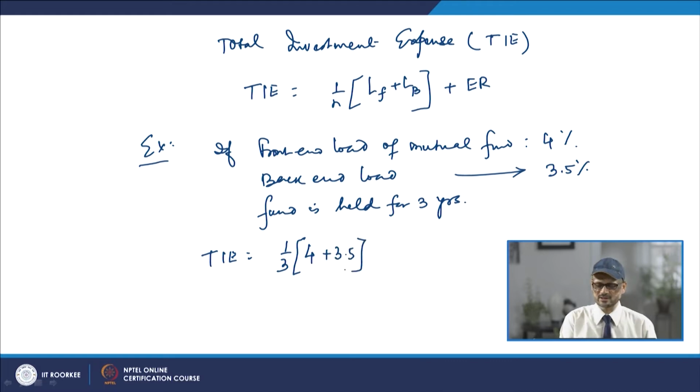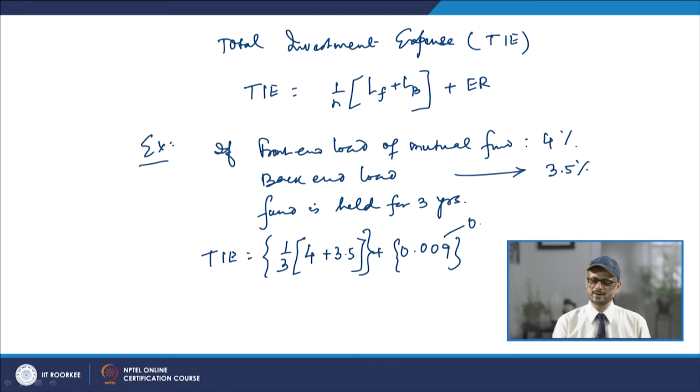So, it will be basically 2.5, and then you have 0.009. So, that way you can calculate these values, and it will be 2.5 and then 0.9. Basically this is also to be taken in terms of percentage. So, it will be 0.9%, and this is 2.5%. So, this will become 3.4%.